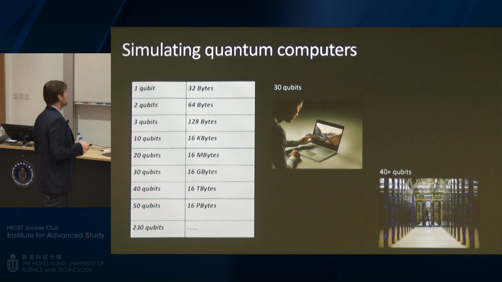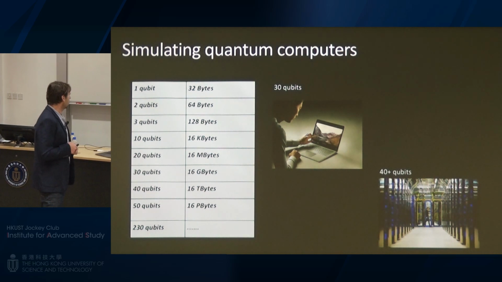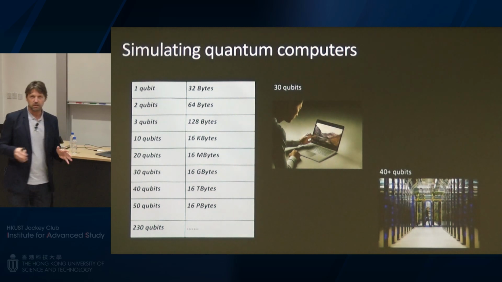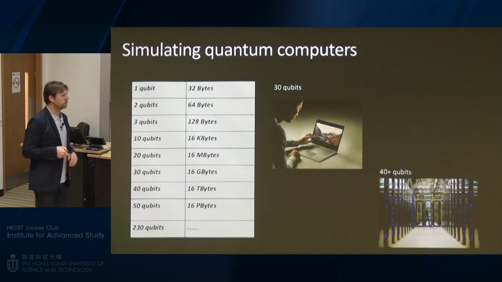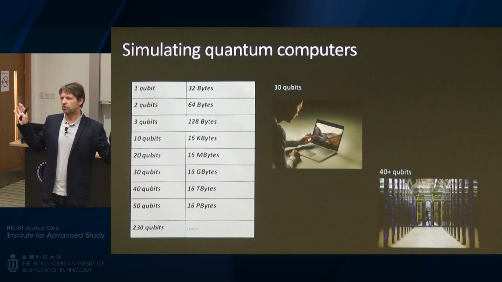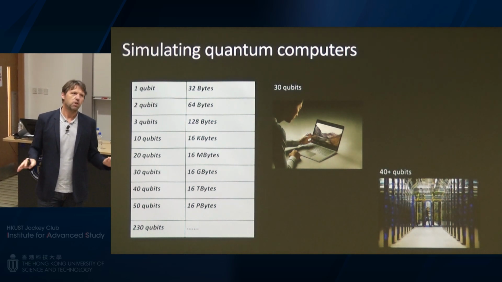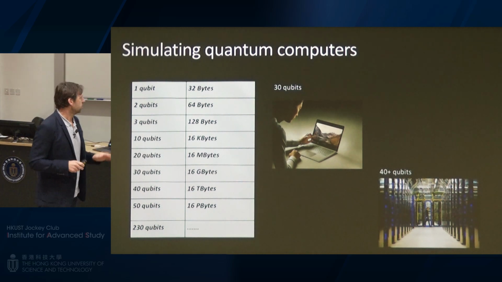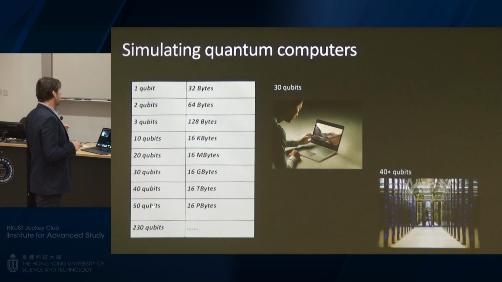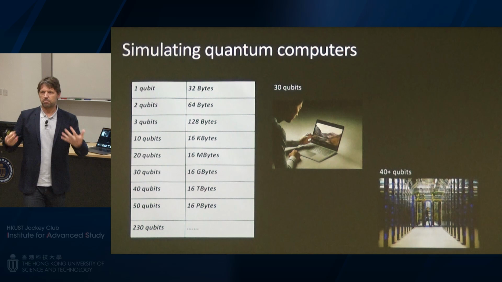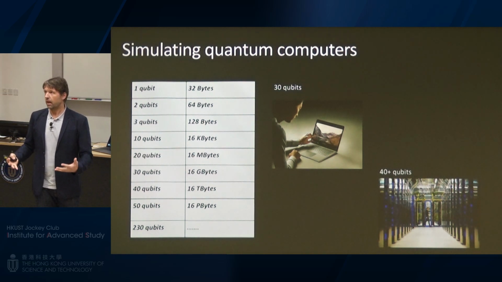You can still do it on 30 qubits. For 40 qubits, you need a supercomputer. 50 qubits, no, not even a supercomputer. Maybe a future supercomputer can handle it, but then it stops. This scaling is so bad that adding just a few extra qubits multiplies the amount of memory that you need to do that calculation.